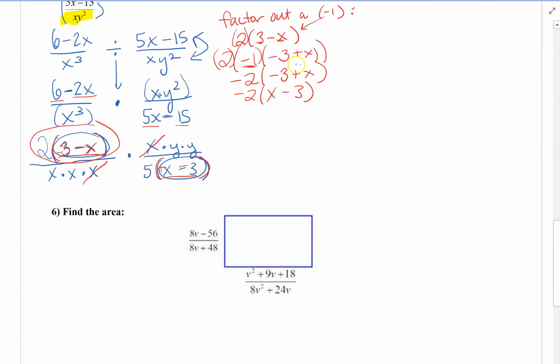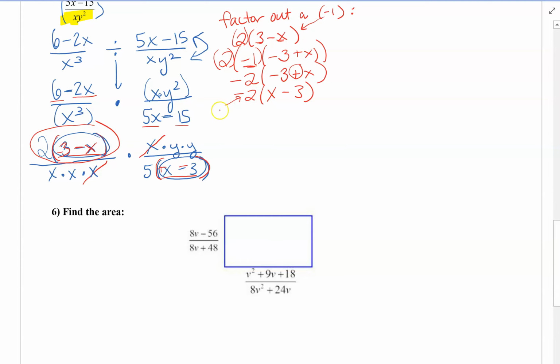And since these are basically just being added, I can reorder them and write it this way, positive x plus -3, or x minus 3. So changing the signs of the terms inside the parentheses basically changes the order of the subtraction. The 3 minus x reversed order and became x minus 3 when I took out the -1.